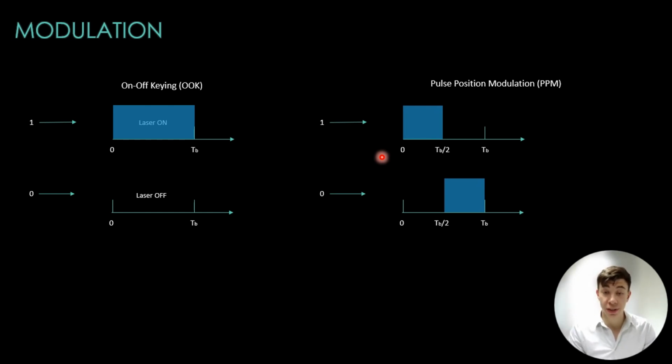Understanding these modulation techniques is essential for designing efficient and reliable FSOC communication links. Each technique offers a unique set of advantages and trade-offs, and the right choice depends on the specific application and system requirements.